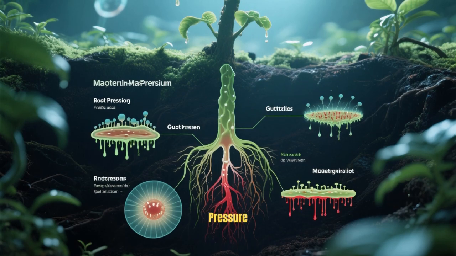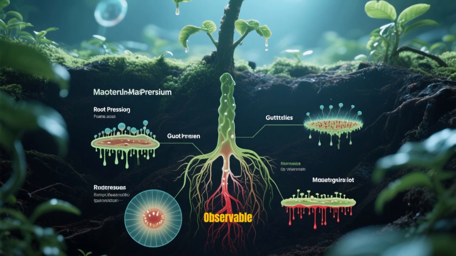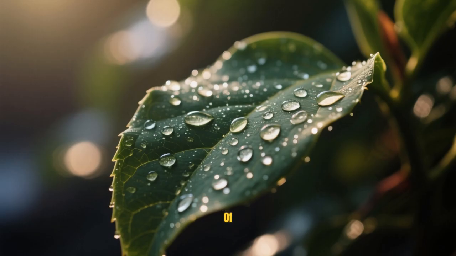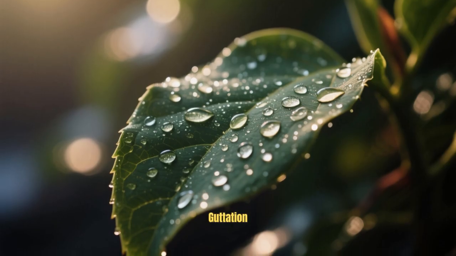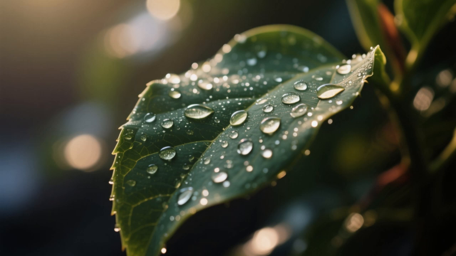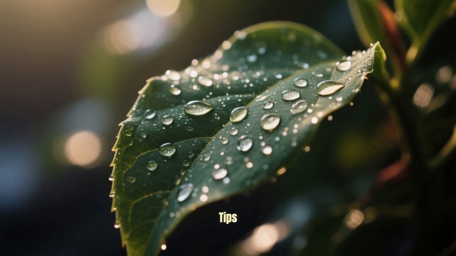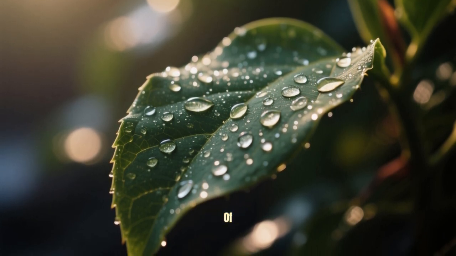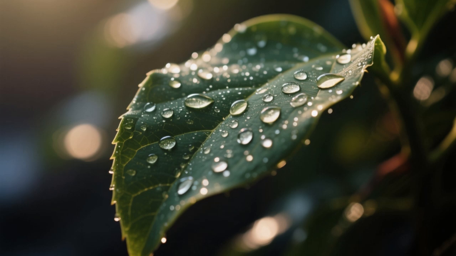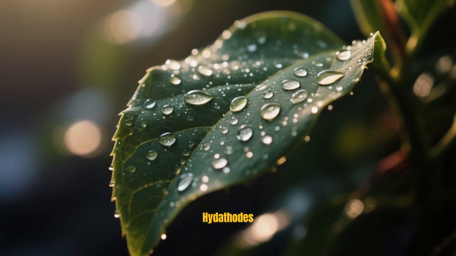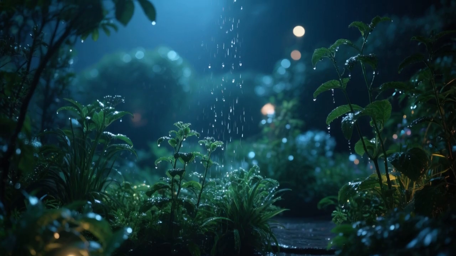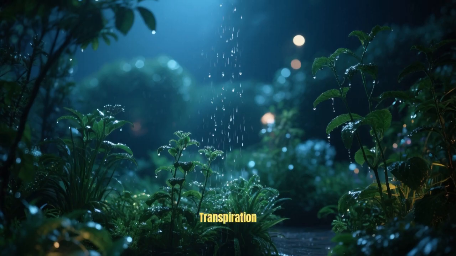The presence of root pressure can be demonstrated by several observable phenomena in plants. One of the most common examples is guttation, which is the exudation of water droplets from the tips or margins of leaves through specialized structures called hydathodes. Guttation usually occurs during the night when soil moisture is abundant and transpiration rates are low.